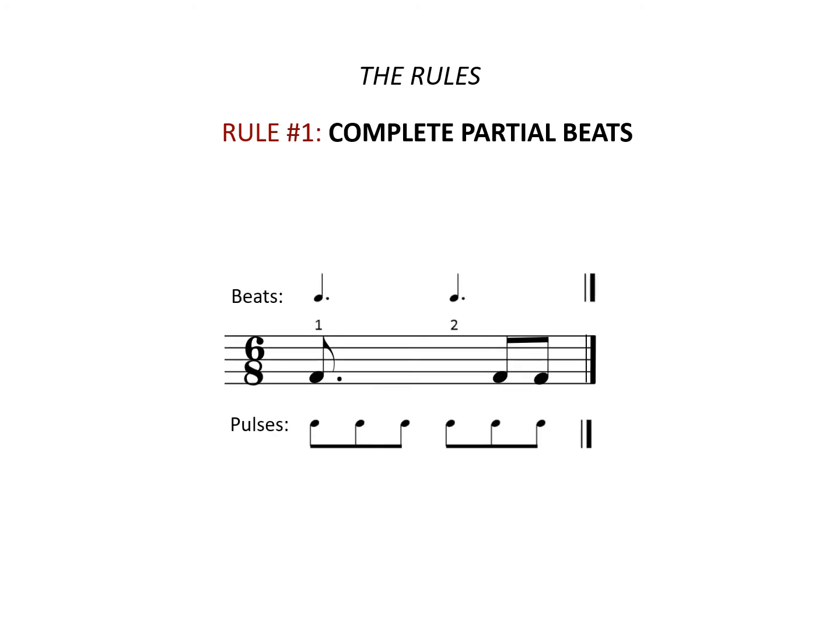The rules for grouping rests in compound time are very similar to those for grouping rests in simple time. Rule number 1, complete partial beats. As in simple time, each incomplete beat must be completed before the next beat, and each part of the beat must be finished before the next part.